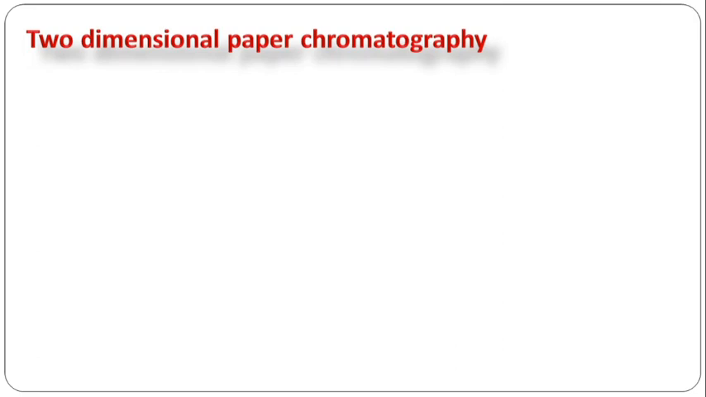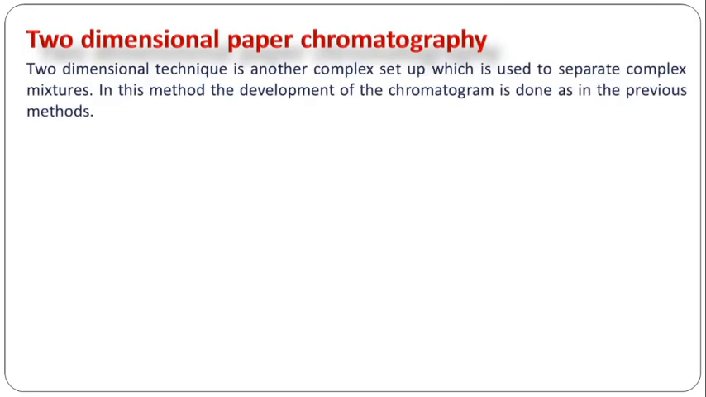By using simple paper chromatography, we can then move to two-dimensional paper chromatography. This is an advantage of paper chromatography. Two-dimensional paper chromatography is another, more complex setup used to separate complex mixtures. In this method, the development of the chromatogram is done as in the previous method.